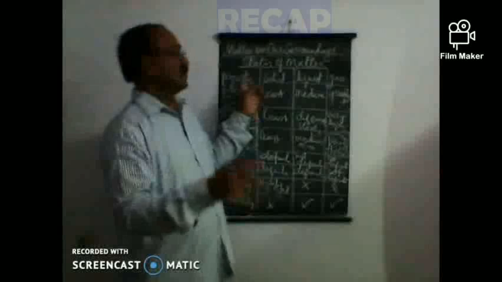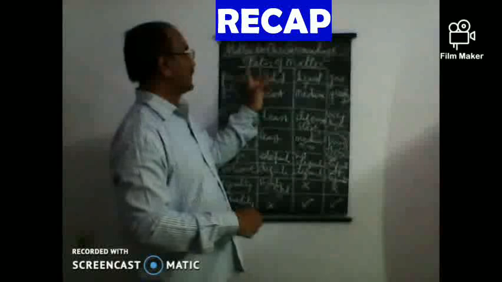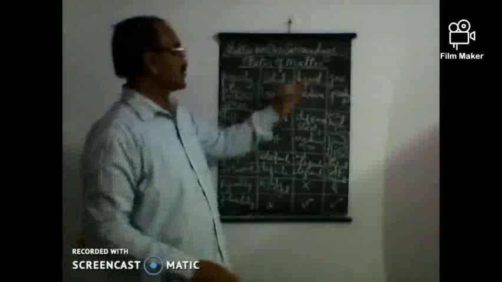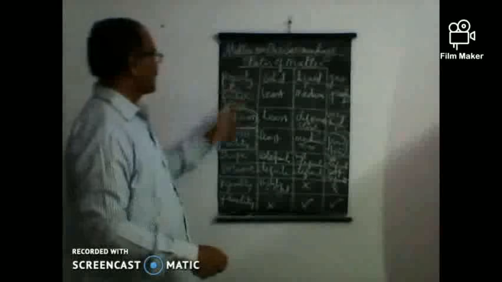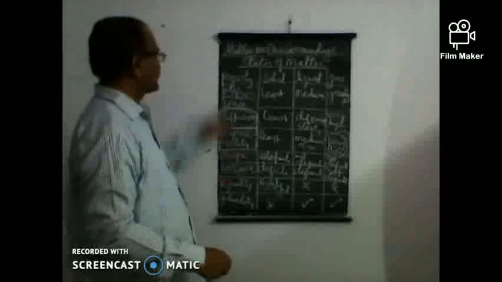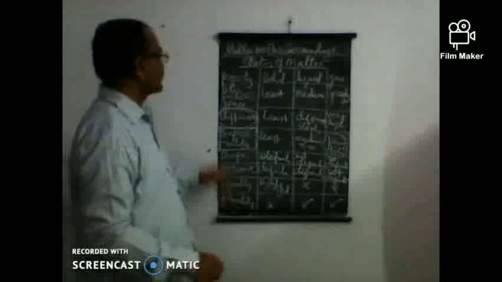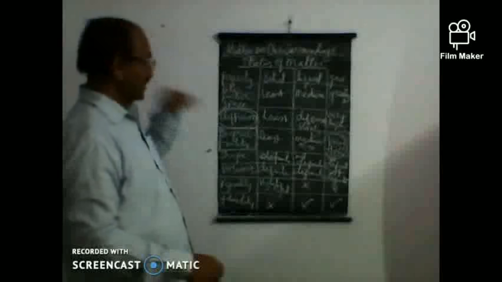So children, today we have concluded our part about the states of matter. And now we are going to just recap, children. So the properties of the particles of the matter determine the difference in the solid, liquid and gas: intermolecular space, diffusion and compressibility. These are the three things which will affect the shape, volume, rigidity, fluidity of the solid, liquid and gas.